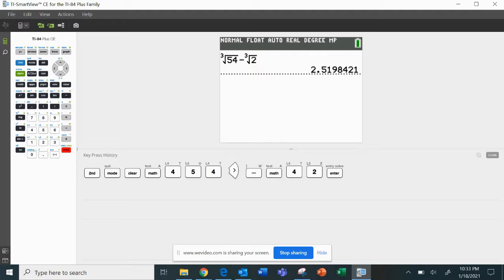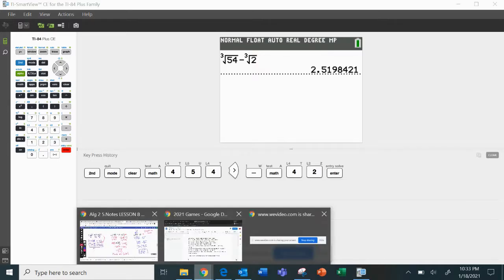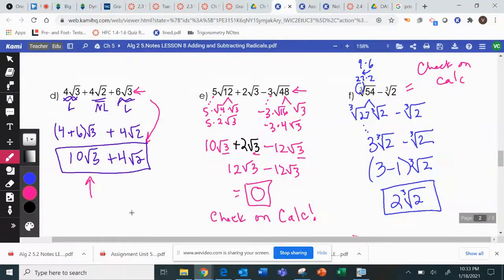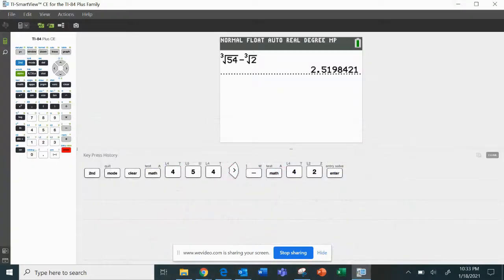Now, that does not tell me the answer that I got. So in order to check it on your calculator, we're now going to type in 2 cube root 2, 2 cube root 2. And now we can see that both decimals are equivalent. So at least I know that I didn't mess up royally because these are equivalent answers.